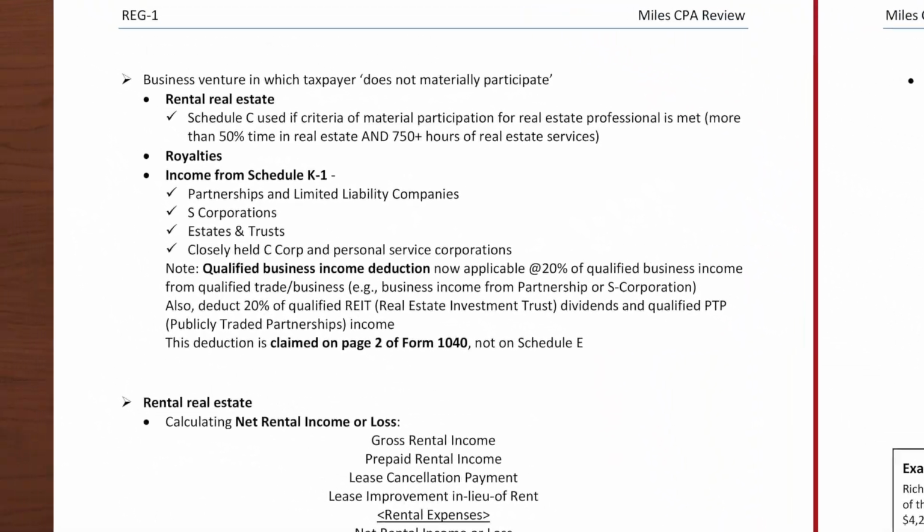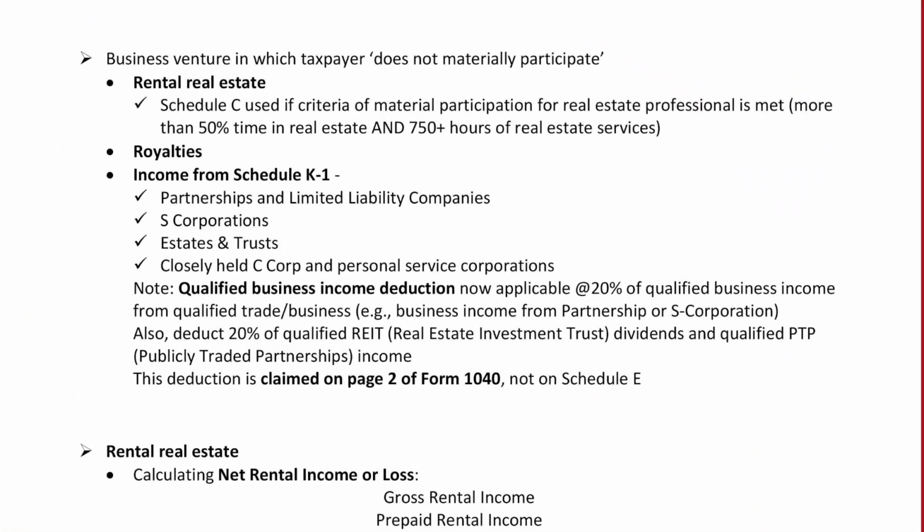Turn to page 42. And once again, we're looking at Schedule E, which includes income from rental real estate, royalties, and income from Schedule 1. So that's the income from flow through entities, including partnerships, S corps, estates, and trusts.